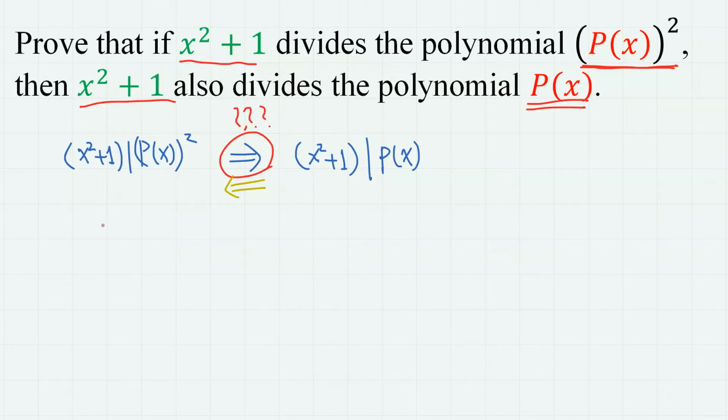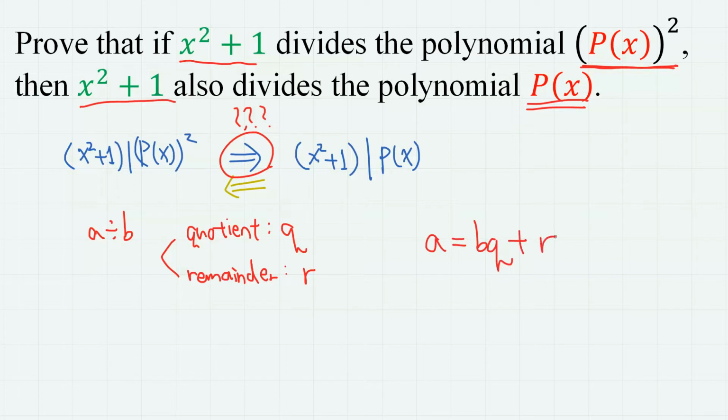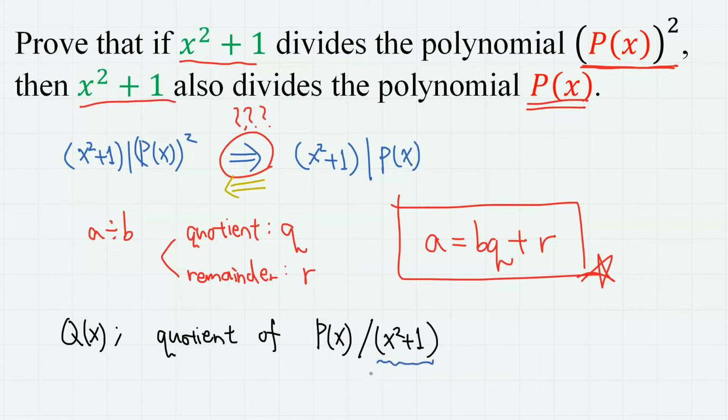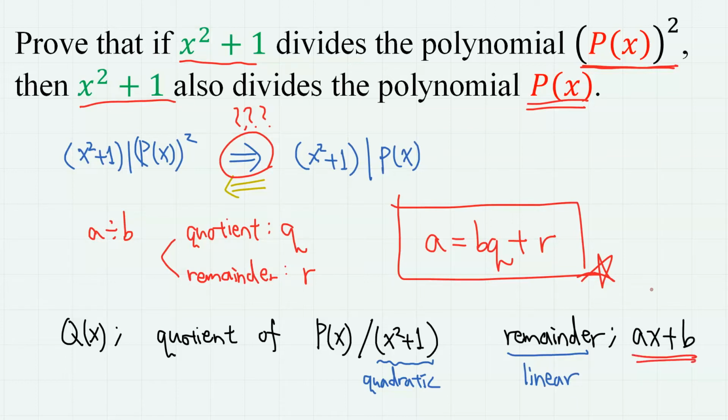Like many problems regarding polynomial divisions, we have to use the basic properties of division. If a divided by b gives quotient q and remainder r, we can write a equals bq plus r. So here let q(x) be the quotient for division of p(x) by x squared plus 1. Since p(x) is divided by a quadratic polynomial, the remainder must be a linear polynomial. Let ax plus b be that remainder.